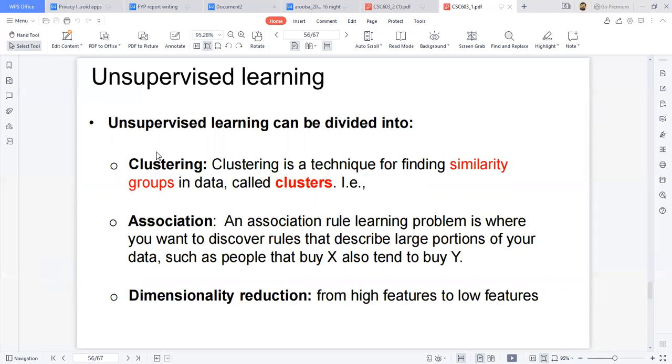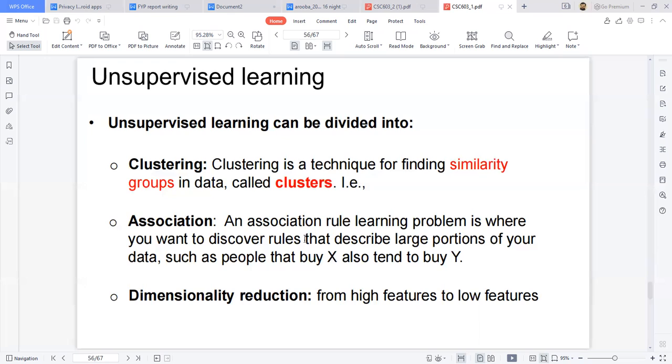So unsupervised learning can be divided into these three, which we have discussed. Clustering. What is clustering? Clustering is grouping. Clustering is a technique for finding similarity groups or similar groups in data. So we have to make the groups in the data based on the similarity. What is association? It's about an association rule learning problem, where you want to discover rules, like Apriori.